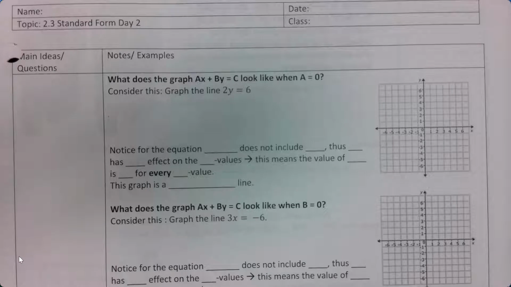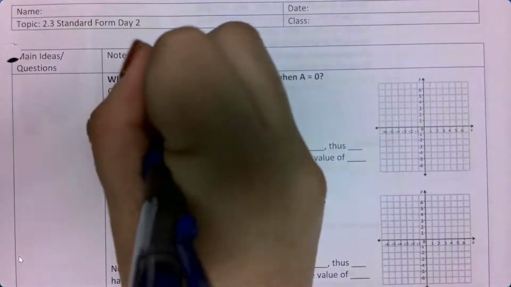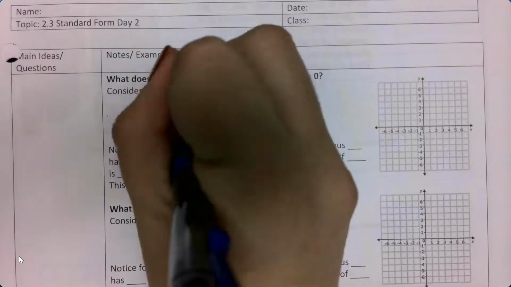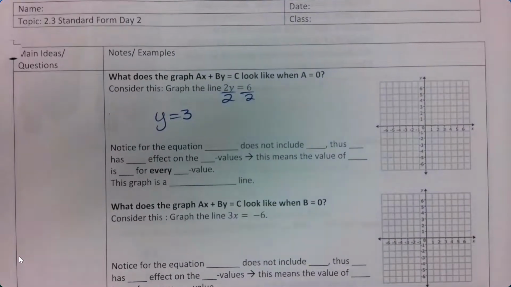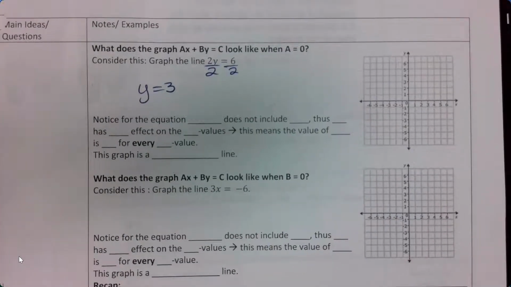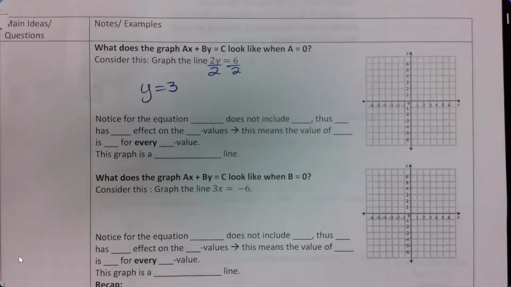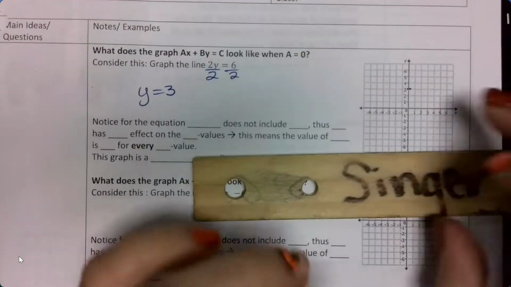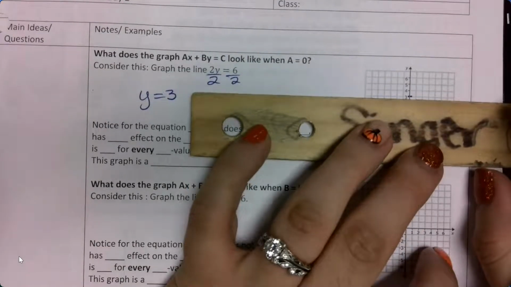Do I like the 2 in front of the y? No. So what do I want to do to get rid of it? So it gets me y equals... What's 6 divided by 2, you guys? 3. So, where is my y-axis? Is that the up and down one or the straight across one? Up and down. So at 3, I'm going to be drawing my line straight across.